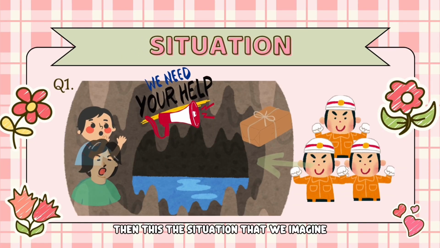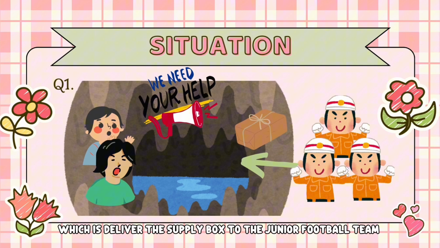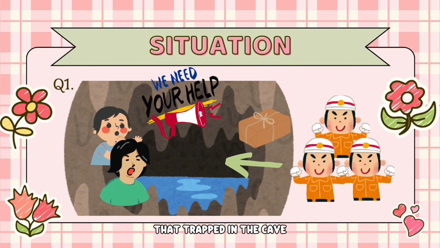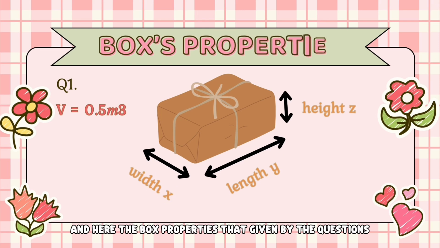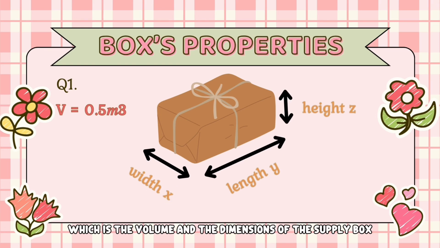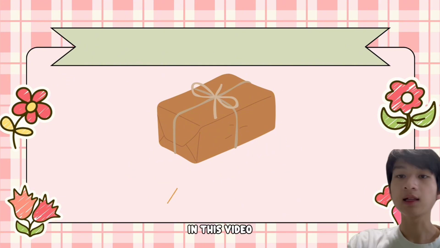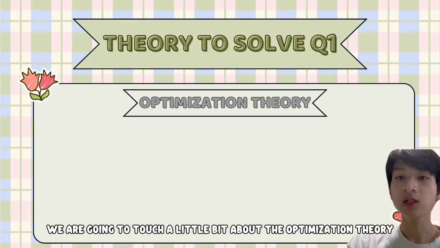Then, this is the situation that we imagined, which is to deliver the supply box to the junior football team that is trapped in the cave. And here are the box properties given by the question, which are the volume and the dimensions of the supply box. In this video, we are going to touch a little bit on optimization theory.